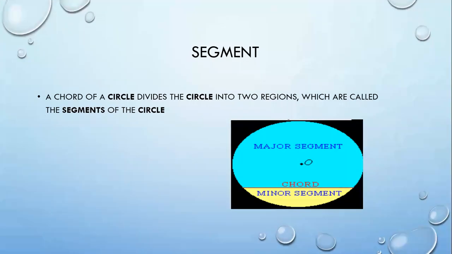Then next is segment. Now the segment of a circle, how you will get? That you will get from the chord of a circle. Once you draw the chord, then the minor part will be your minor segment and the bigger part will be your major segment. So a chord of a circle divides the circle into two regions, which are called the segments of a circle. Okay. So here you can see the blue shaded is a major, while the orange is minor segment.